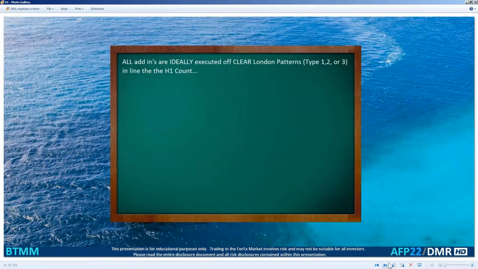All right. All add-ins are ideally executed off clear London patterns, type 1, type 2, or type 3, in line with the H1 count. I hope I don't have to talk about that to any great depth here. This is the entirety of the method. None of this goes away. You want to be in line with the H1 market maker cycle. You want to as well be executing a type 1, type 2, or type 3 London pattern.